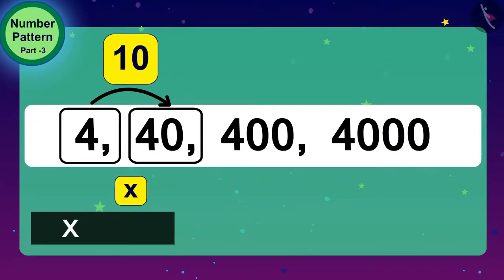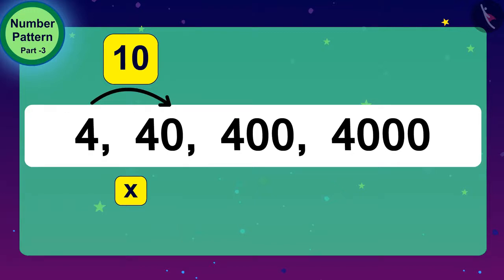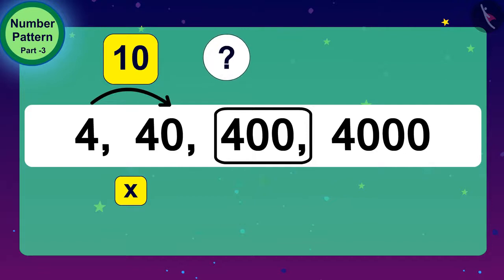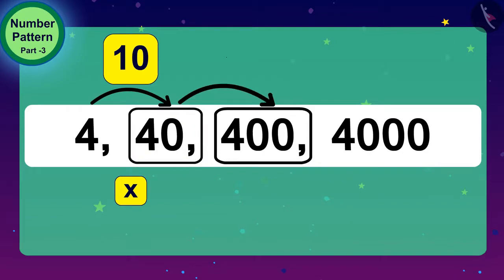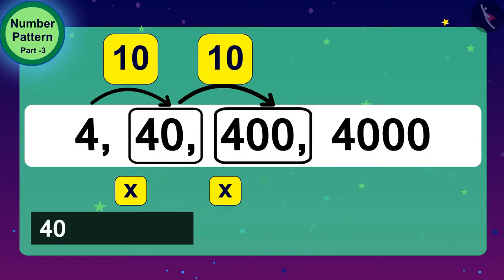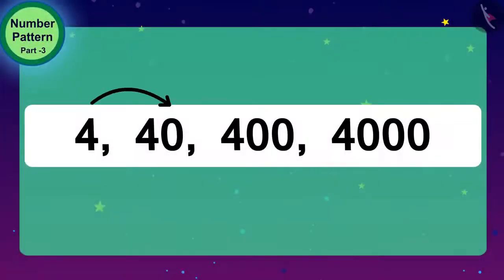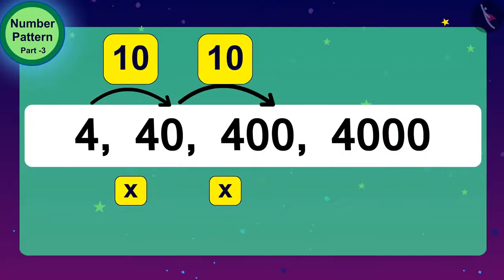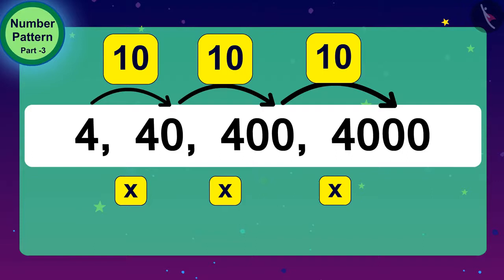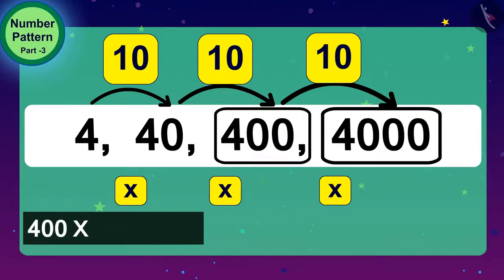Exactly. We have to multiply 4 by 10. Let us now look at the next number, 400. What do we have to do to get a number from 40 to 400? Yes, 40 has to be multiplied by 10 once again. Oh wow, children, we have found the rule of this number pattern. To get the next number here, we are multiplying the number before it by 10.